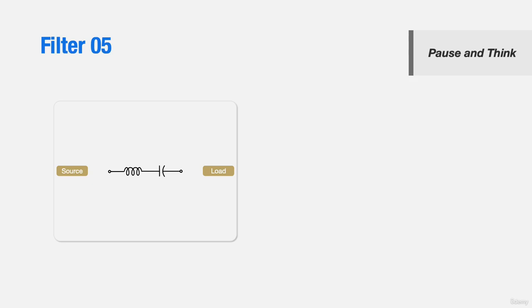Let's now consider the scenario of a series LC circuit where there are 4 filter options to choose from. They are low pass, high pass, band pass, and band reject. What type of filter does the circuit on the left represent? It is a band pass filter.